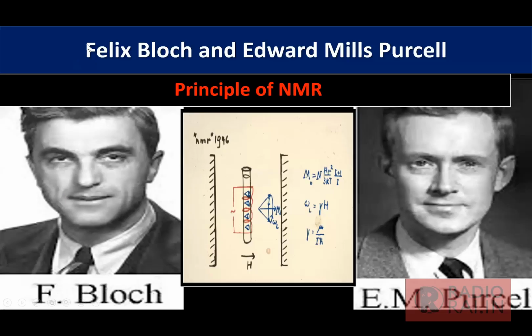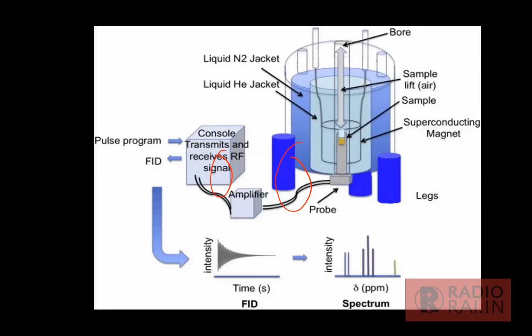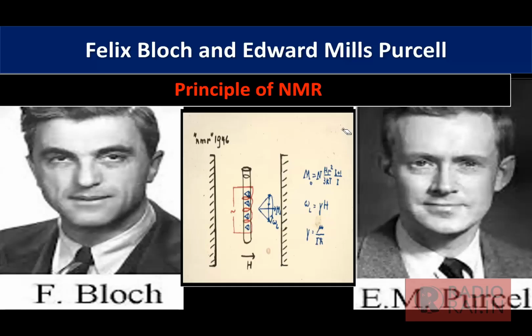Now this principle was introduced by Felix Bloch and Edward Mills Purcell. What they did is they kept the molecules inside a tube, and they passed a magnetic field around it. They kept a magnetic coil around it, and then they found that different molecules had different spins. This is called nuclear magnetic resonance.